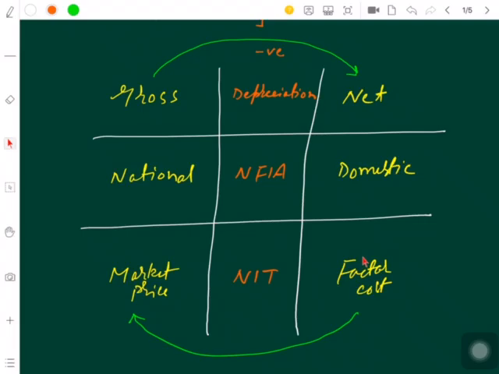Or now what we can do? We can come back again. From factor cost to market price, or domestic to national, or net to gross. So we will have to add something. I'll make a positive sign here in order to make you understand. I'll put it in a circle so that it is totally visible to you, and here also I'll put it in.